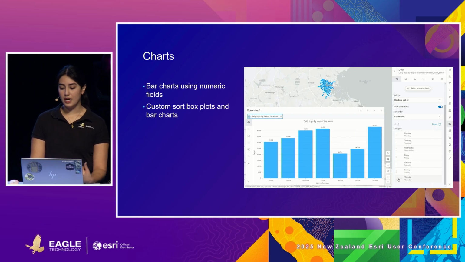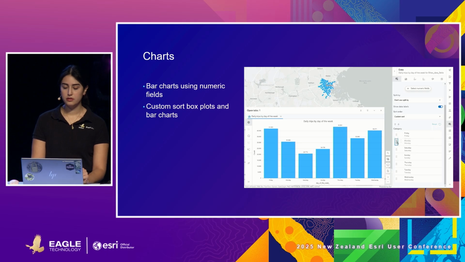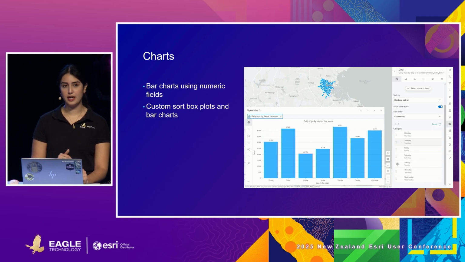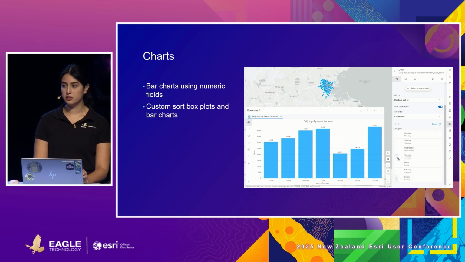But now timestamp, offset, date only, and big integer are supported, so you can divide your bar charts on these inputs as well. And you have the option to sort based on a custom order. On the screen, you can see days of the week get automatically sorted alphabetically, but you can now overwrite this. And this is offered for box plots and bar charts.